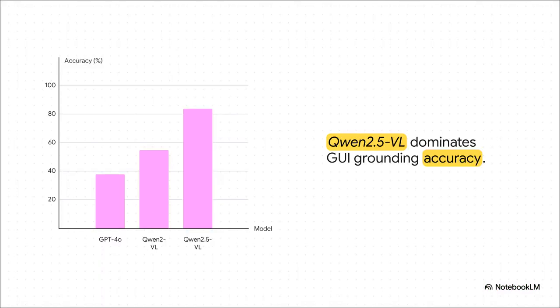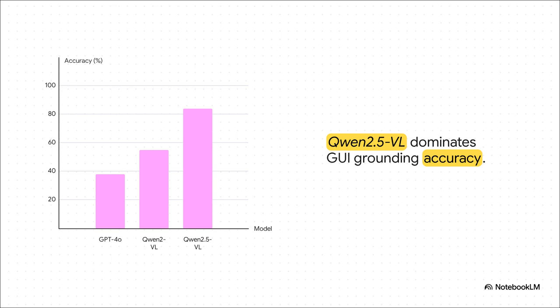Now, what's really interesting about this slide is the sheer dominance of these breakthroughs when you look at real-world benchmarks. Take the ScreenSpot benchmark, for instance. This tests a model's ability to act as a GUI agent and accurately ground itself on a screen. The mighty GPT-4o sat at 38% accuracy. Qwen-VL pushed that to 55%.